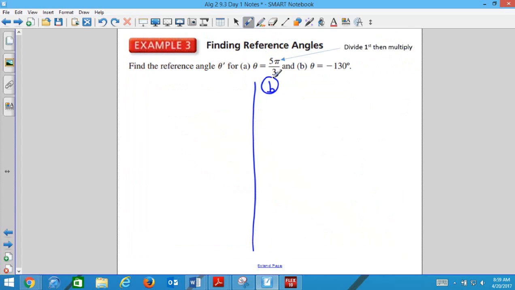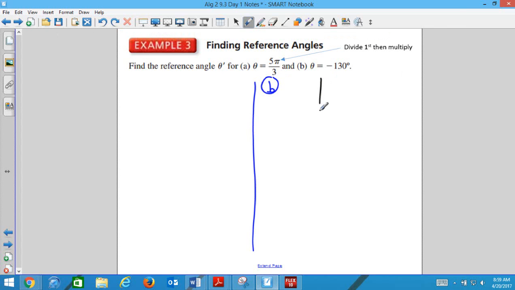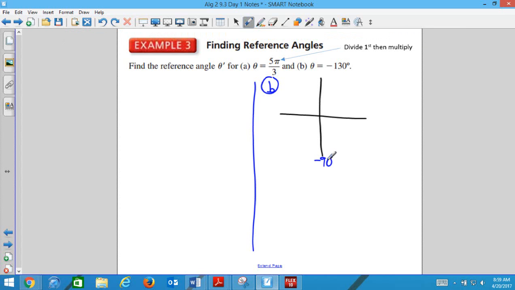And to do the reference angle, the first thing that you want to do is just draw the negative 130 degree angle. So we're going to draw our chart, and then we're going to go negative 130 degrees. So I'm going to go clockwise. This is negative 90. This is negative 180. So negative 130 is around here-ish, right?